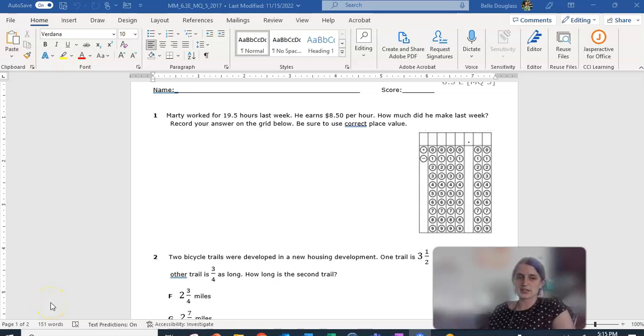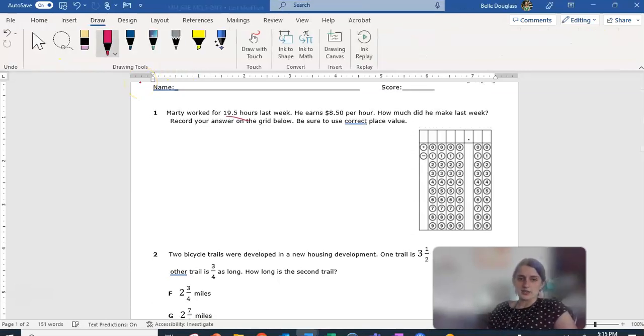Okay, so this homework is about multiplying and dividing rational numbers, so fractions, decimals, all that good stuff. Okay, Marty worked for 19.5 hours last week. Ooh, that's a lot of working. He earns $8.50 per hour. Per hour means every hour.